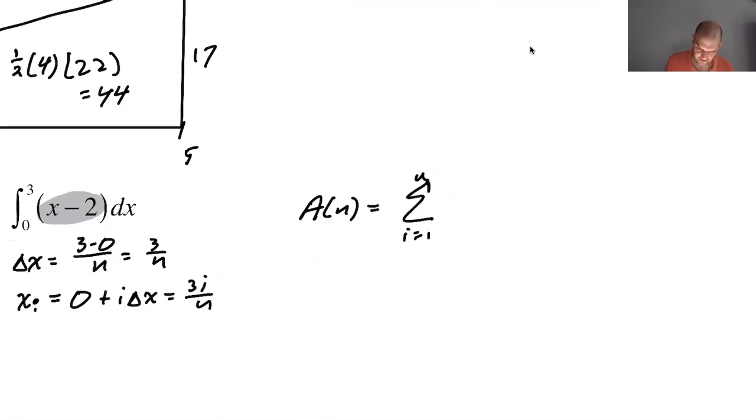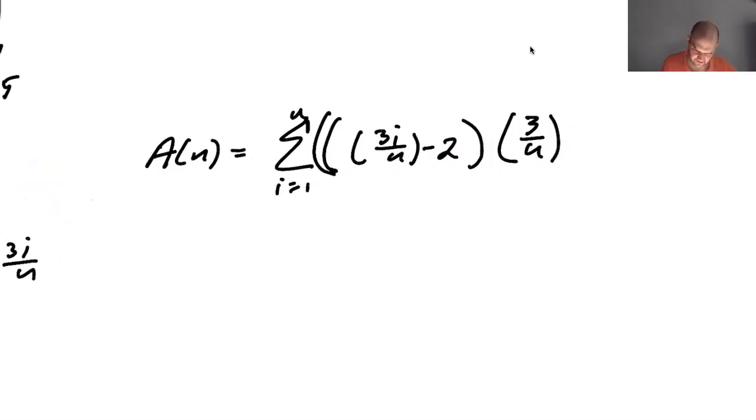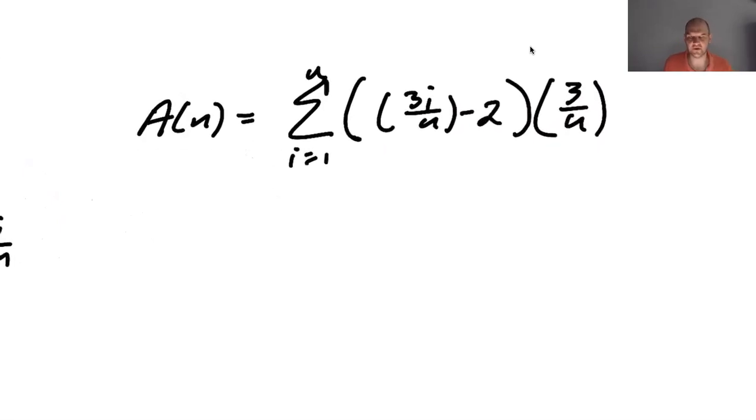So what are we doing? From 1 to n, here we go. So it's x sub i, which is just 3i over n, and then minus 2. Okay, so that's f of x sub i, and then delta x is 3 over n. And then I technically need another set of parentheses, but do I have too many parentheses here? Can you ever have too many parentheses? I think I have double parentheses that are unnecessary. I'll move this over just a tiny bit. All right, that looks okay-ish.